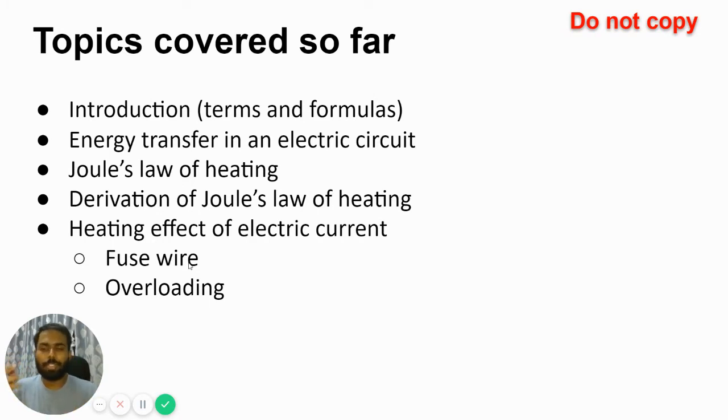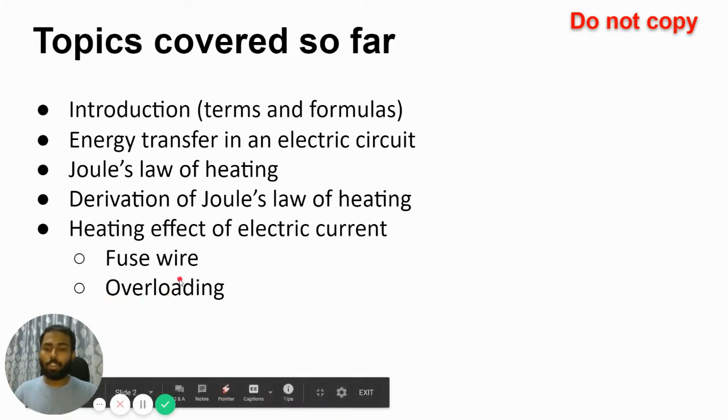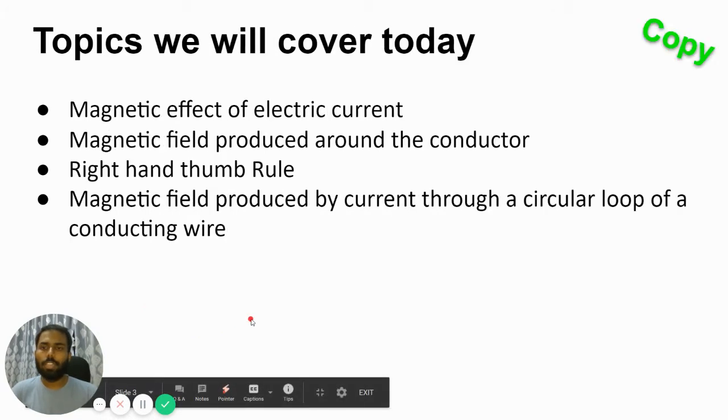Not blow up, the fuse wire is going to melt, and because of that the current is going to stop coming to our homes. That's why for a few minutes, sometimes in summertime, our electricity is cut off. That is generally due to overloading. Our transformers cannot take the load of so much current being drawn. Today we are going to see the magnetic effect of electric current.